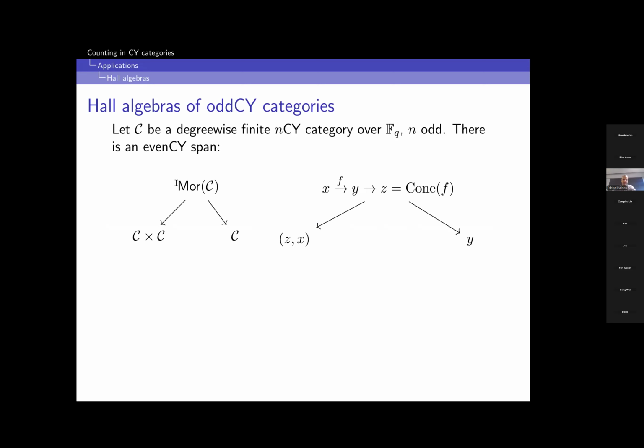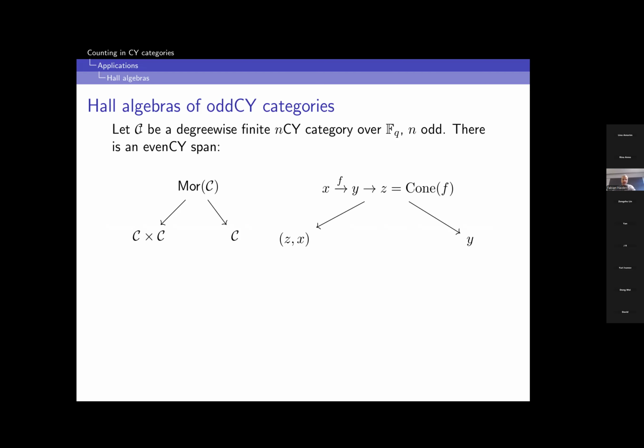So we remember that the span which was used in the definition of Hall algebras is the one where at the apex you have the category of morphisms in your category, or functors from A2 into your category. And that maps to C cross C on the one hand and maps to C on the other. So you can think of morphisms also as triangles, and then what you're mapping to is either Z and X, the first and third object, or the middle object, Y, the extension of the two. And the Hall algebra product was a kind of pull-push along this span.